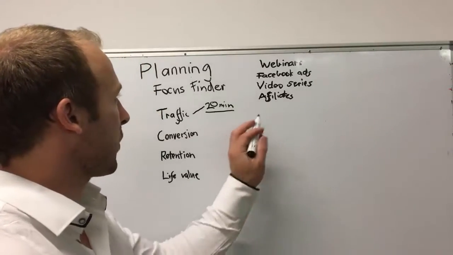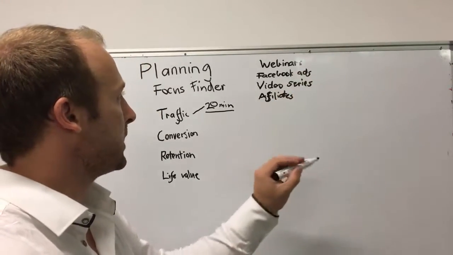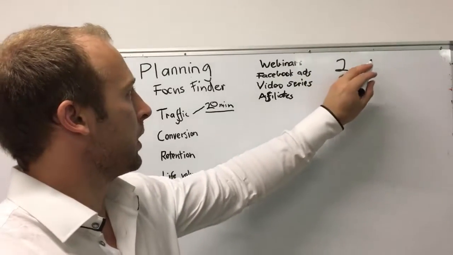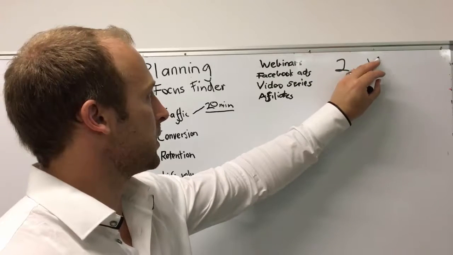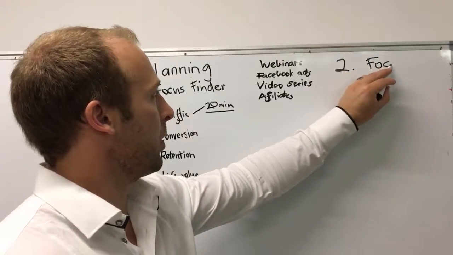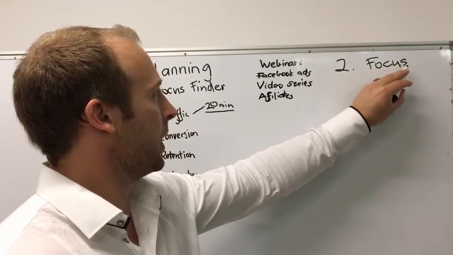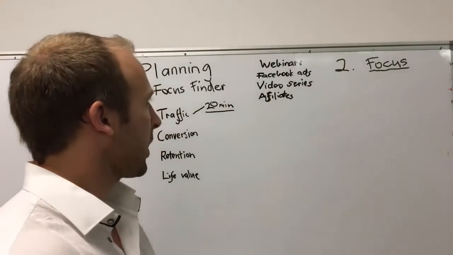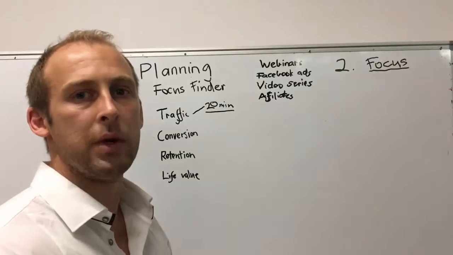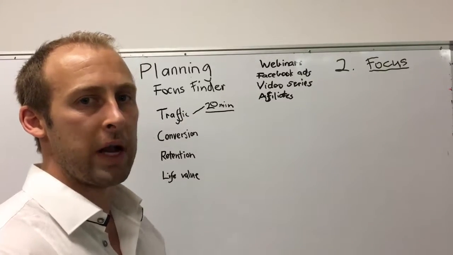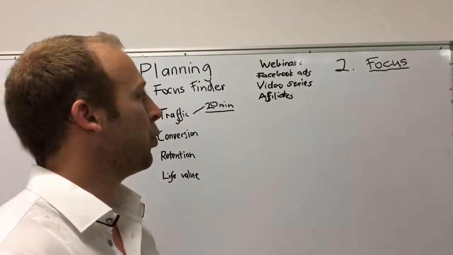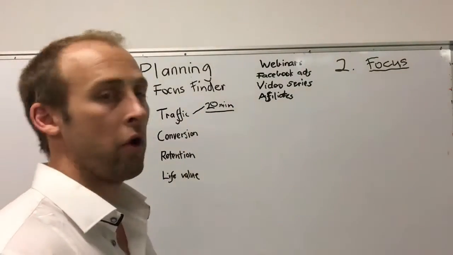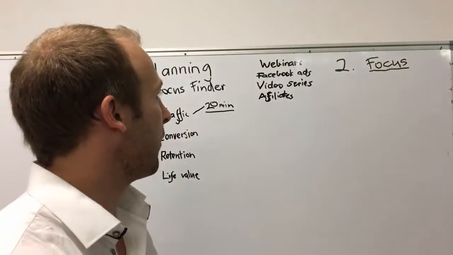So once we've got our ideas, step 2 is to focus. And what we want to do is prioritize what are the top ideas, because we don't have time to do everything. So we want to find our big ideas that we feel will have the biggest impact on our growth and our profitability.